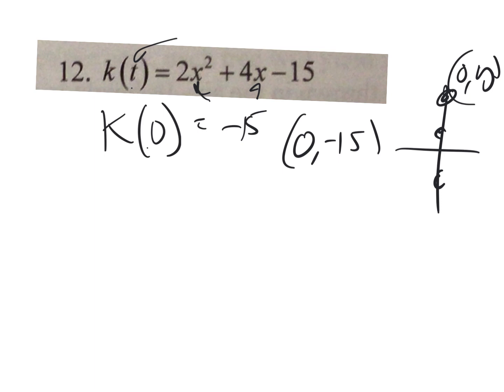If they wanted an ordered pair, you could also say x equals 0, y equals negative 15, if you want. AP Calculus readers want to see something like this. If they say list the y-intercept, they want it as an ordered pair. I'm not going to be that picky in my own class, but it's good to just pay attention to that.